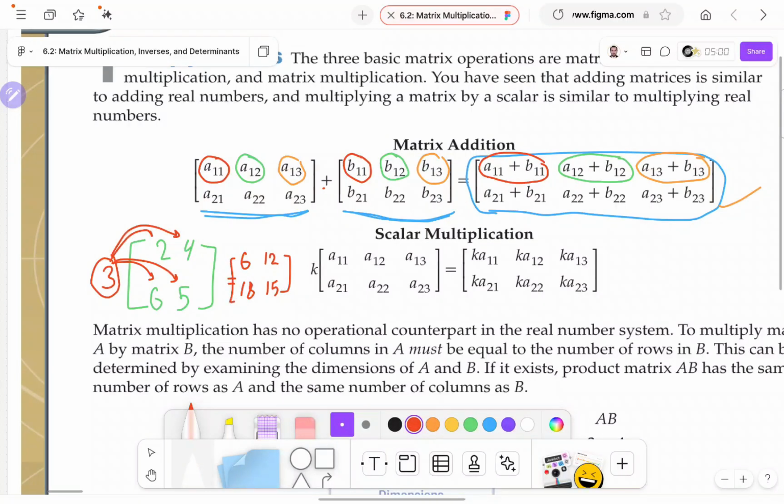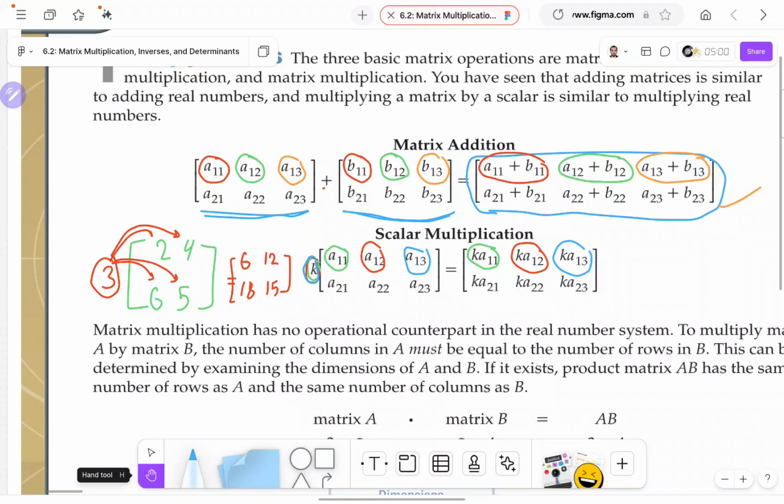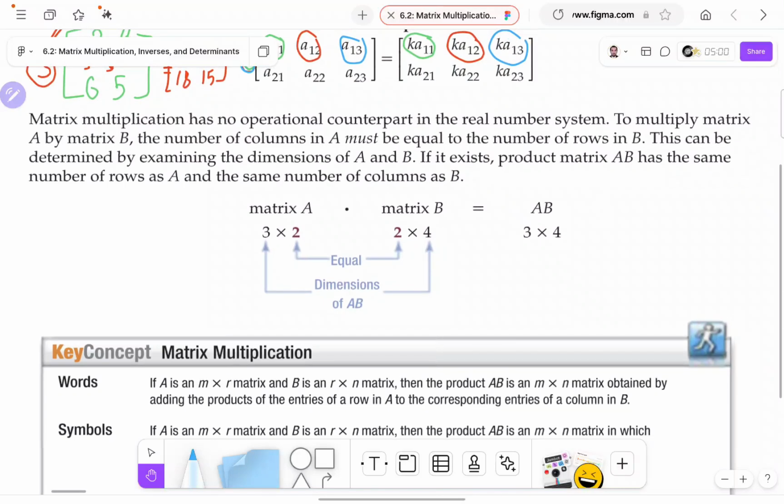So the constant multiplies every term, and you get the answer here. Same thing here, k times a12 will be ka12. Then the same idea, k times a13 is ka13, and so on. So this is scalar multiplication. This is matrix addition, subtraction, and scalar multiplication. Now let's learn how we can multiply matrices.